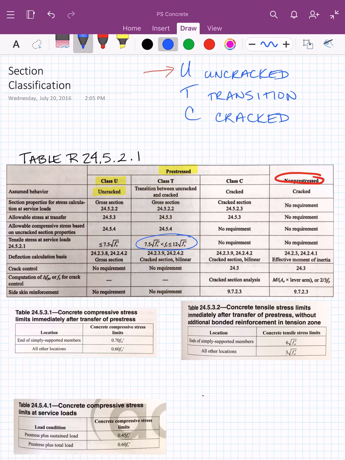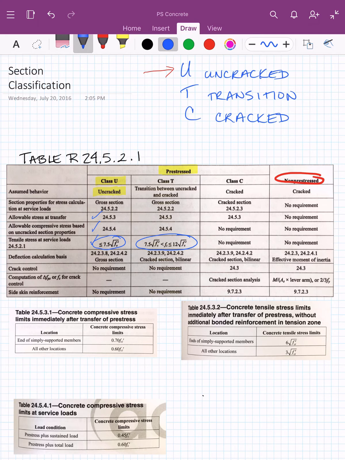Allowable stress at transfer, we're going to refer to this section of the code. Likewise, compression. Tensile stress, this is going to be our limit at 7.5 square root of f'c. Okay, and that might look kind of familiar. That's the modulus of rupture. So we're going to compare to that tensile stress. And deflections, it refers to your sections here, but basically you're going to get to use gross section properties.